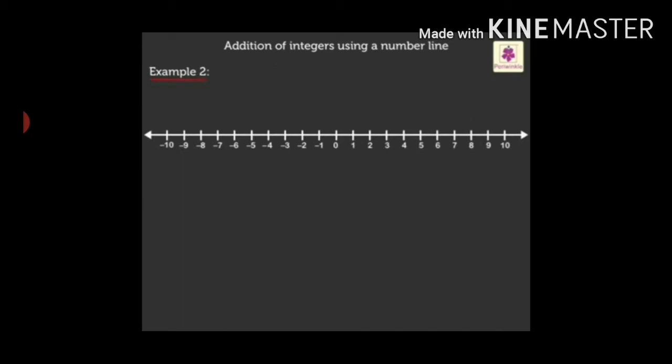Example 2. Find negative 5 plus negative 4. Start from 0 and move 5 places to the left, that is in the negative direction. We reach negative 5. Now, on moving another 4 places to the left from negative 5, we reach negative 9. Hence, negative 5 plus negative 4 is equal to negative 9.